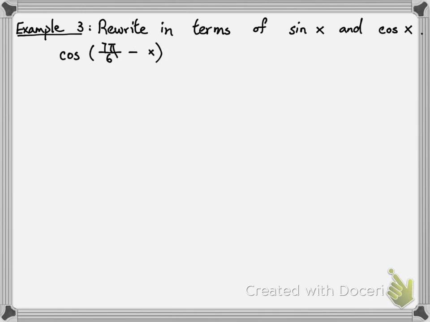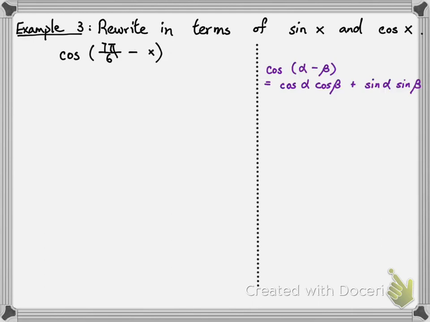Example number 3. Write in terms of sine x and cosine x: cosine of 7 pi over 6 minus x. We begin to think of what we could do in order to rewrite this problem. Yes, we can use the difference identity of cosine. Please feel free to pause the video so that you can give it a try. Yes, we will have cosine of 7 pi over 6 times cosine x plus sine of 7 pi over 6 times sine x. Let's evaluate cosine of 7 pi over 6 and sine of 7 pi over 6.